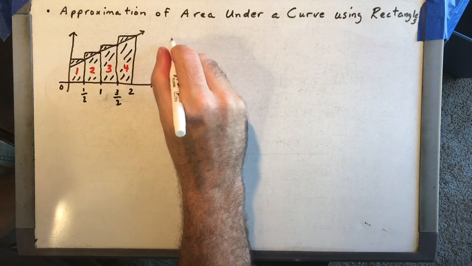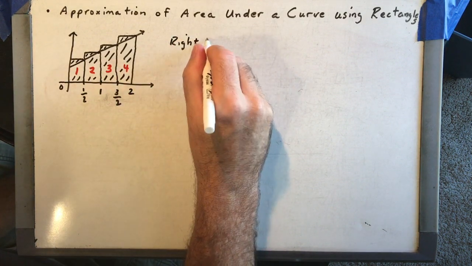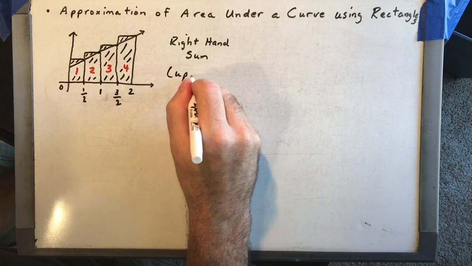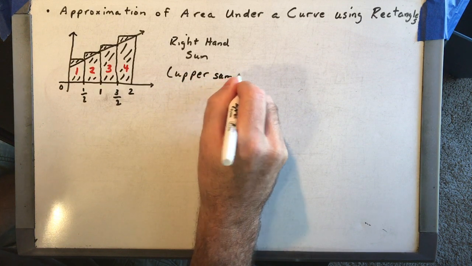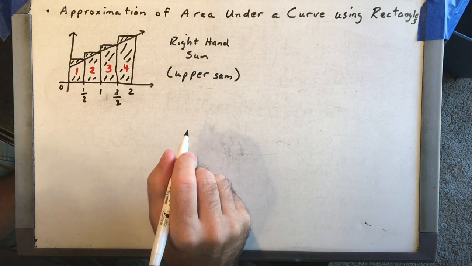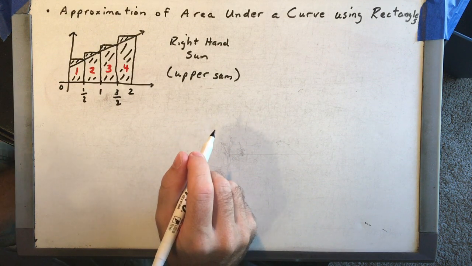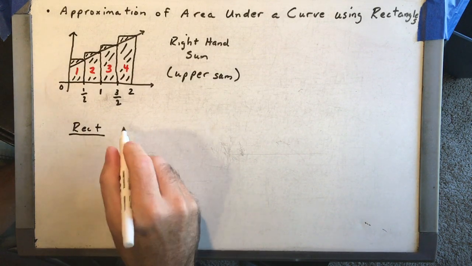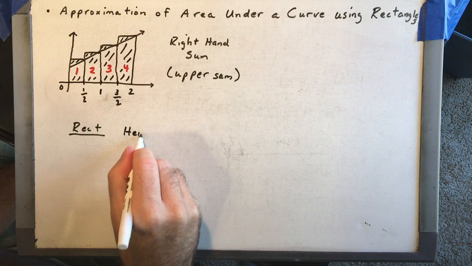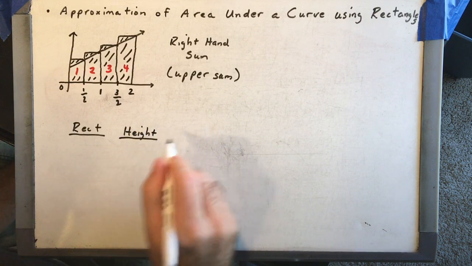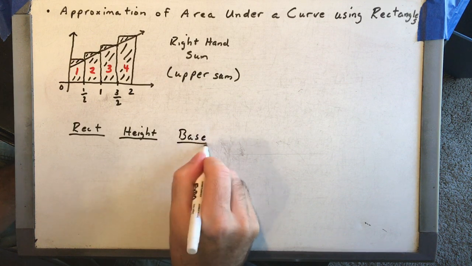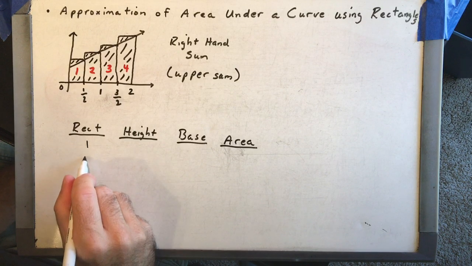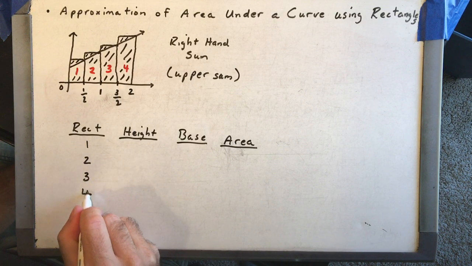So we want to do the right-hand sum. That's how I learned to say it. The book calls this the upper sum, I believe it does. Okay, so let's make a chart again. Our rectangle, we have our height, our base, and then the area. Okay, rectangle one, two, three, four.